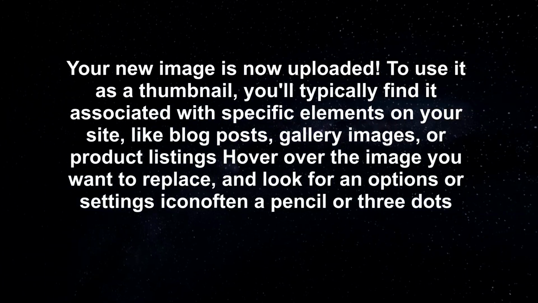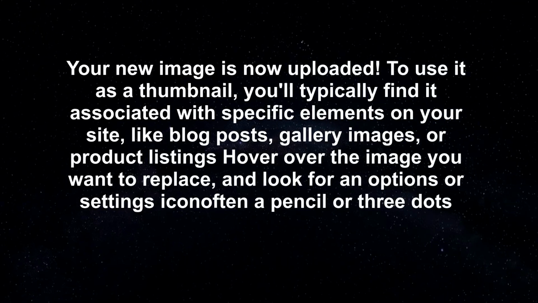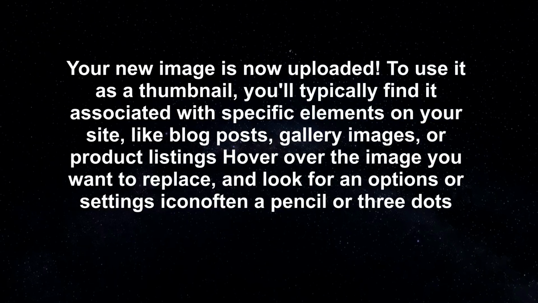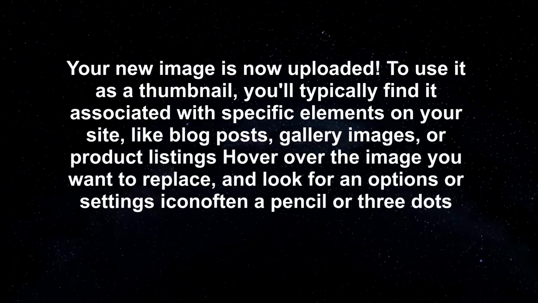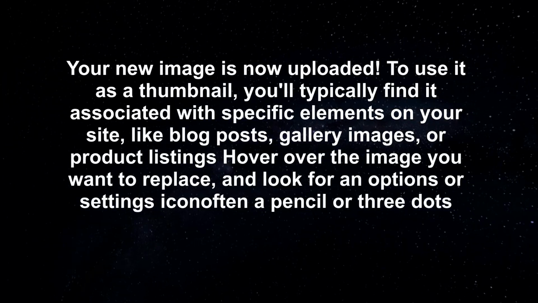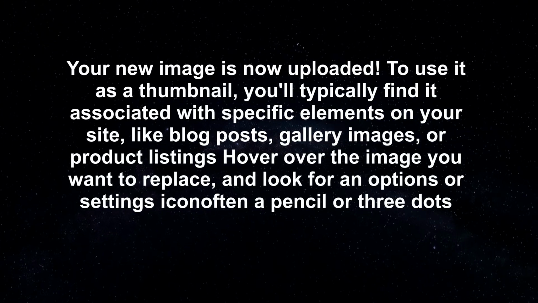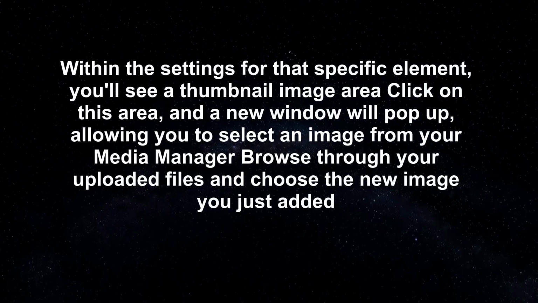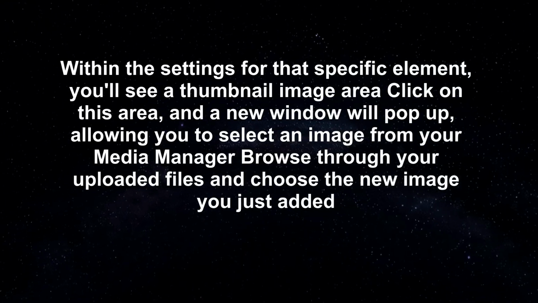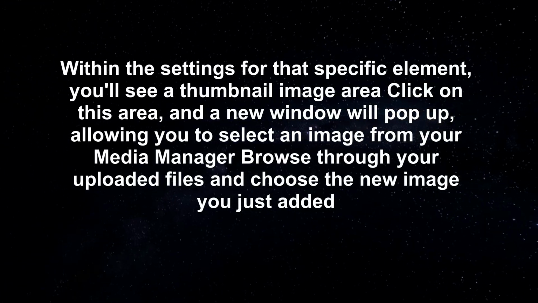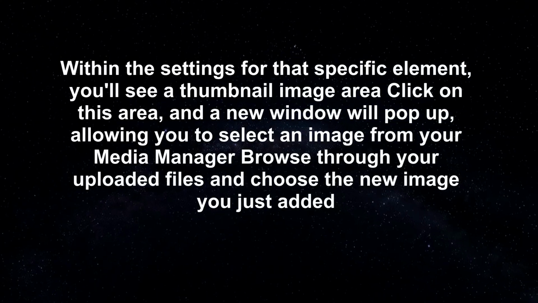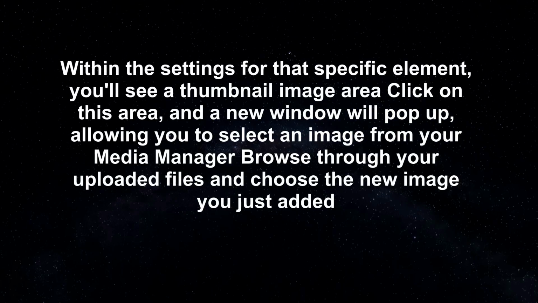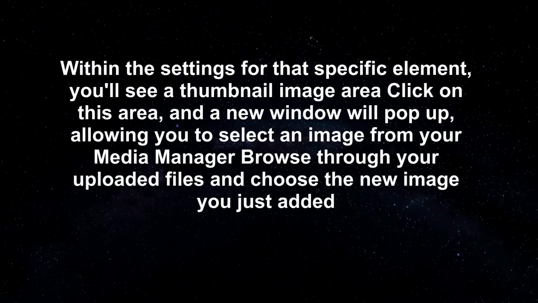To use it as a thumbnail, you'll typically find it associated with specific elements on your site, like blog posts, gallery images, or product listings. Hover over the image you want to replace and look for an Options or Settings icon, often a pencil or 3 dots. Within the settings for that specific element, you'll see a thumbnail image area. Click on this area and a new window will pop up, allowing you to select an image from your media manager. Browse through your uploaded files and choose the new image you just added.